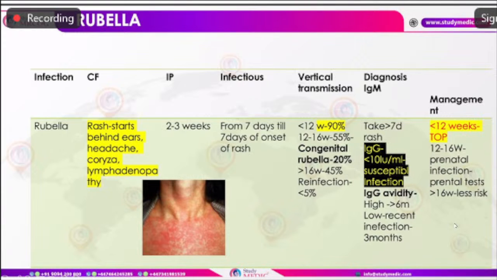Now, whenever a woman tests positive for rubella and she's less than 12 weeks gestation, termination of pregnancy has to be offered to her because of the very, very high rate of congenital rubella syndrome. With 12 to 16 weeks of gestation, the fetal infections are quite high, and after 16 weeks, the risk is very, very low. And these women who are not immunized prior to rubella need to be advised about immunization post-delivery.